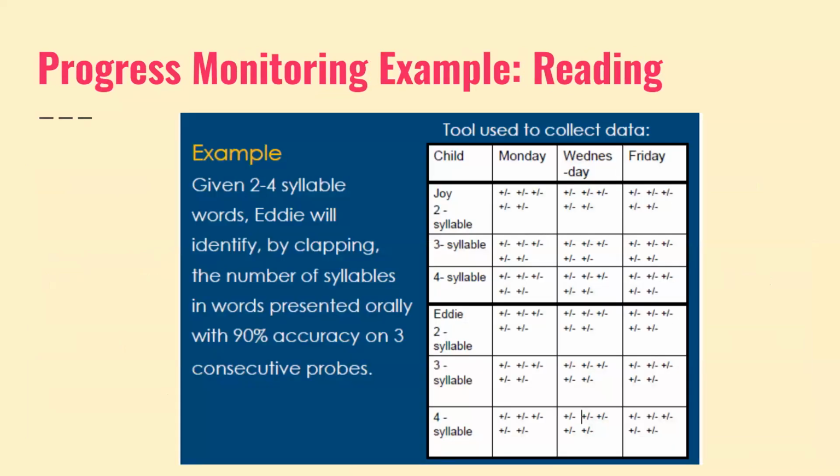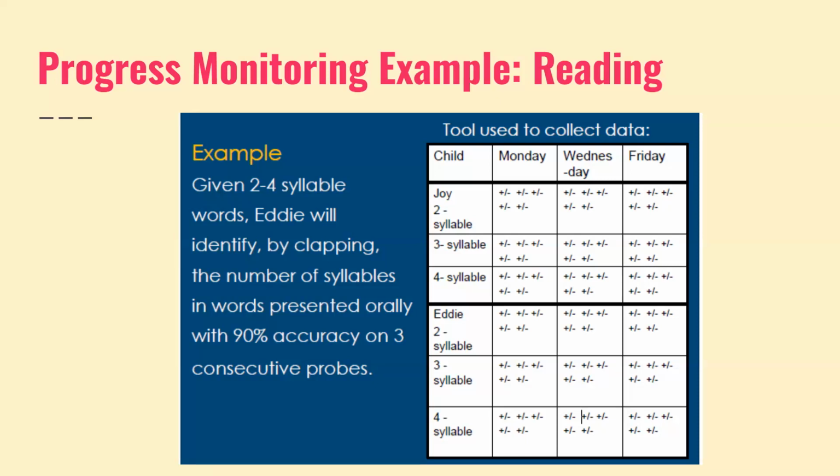Now we're going to look at several examples of progress monitoring tools. This first one is a reading goal example. As you can see on the left, this is Eddie, and he has a reading goal. Given 2 to 4 syllable words, Eddie will identify by clapping the number of syllables in words presented orally with 90% accuracy on 3 consecutive probes. On the right, we see the tool that is used to collect the data.